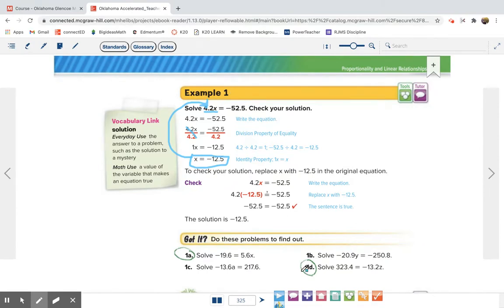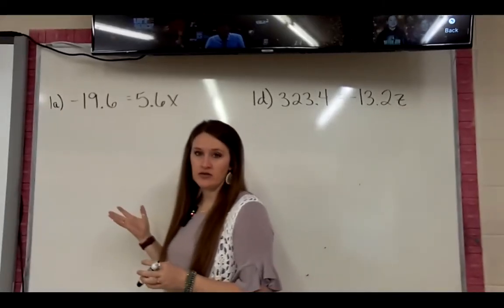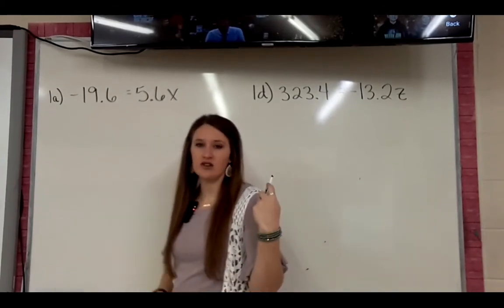So I'm going to have you try 2 of them, just the circled ones. You're not going to do 1C or 1B. So you're going to try 1A and 1D. And then I will go over them with you. 1A and 1D, we are solving for the variable. On 1A, we're solving for x. 1D, we're solving for z.